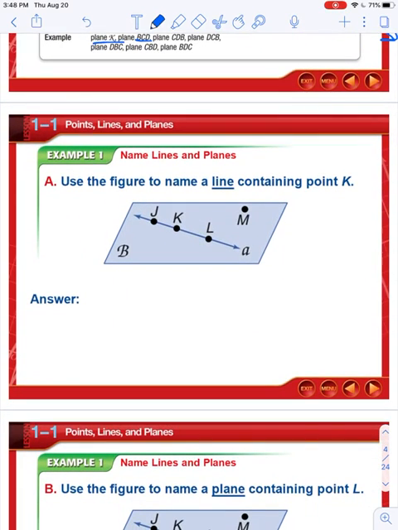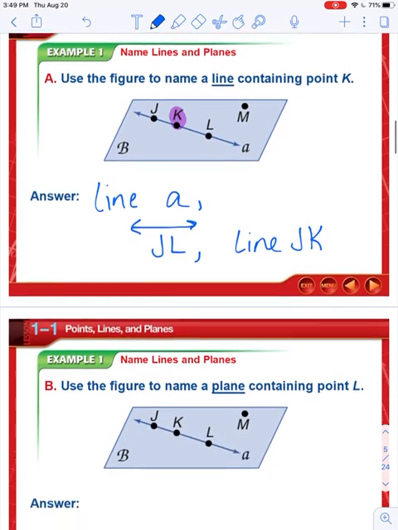So we're going to use what we know. Use the figure to name a line containing the point K. So there's a couple different names we can have for this. We can have line with a lowercase scripted a. We could also have line JL or line JK. Those are just 3 options of quite a few. There's others.